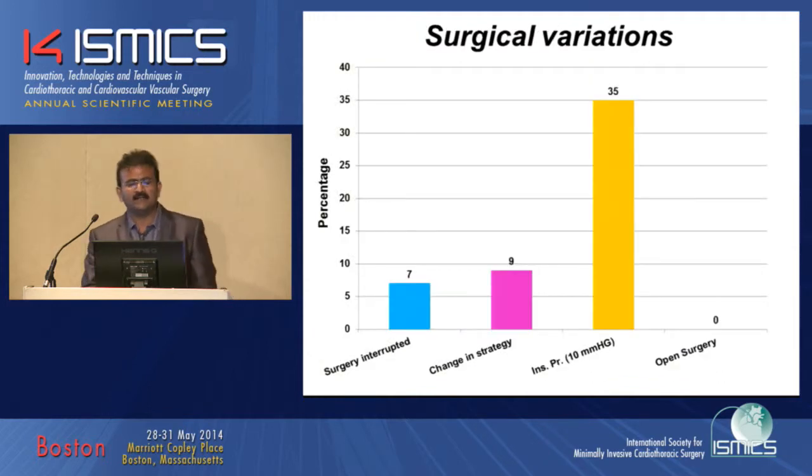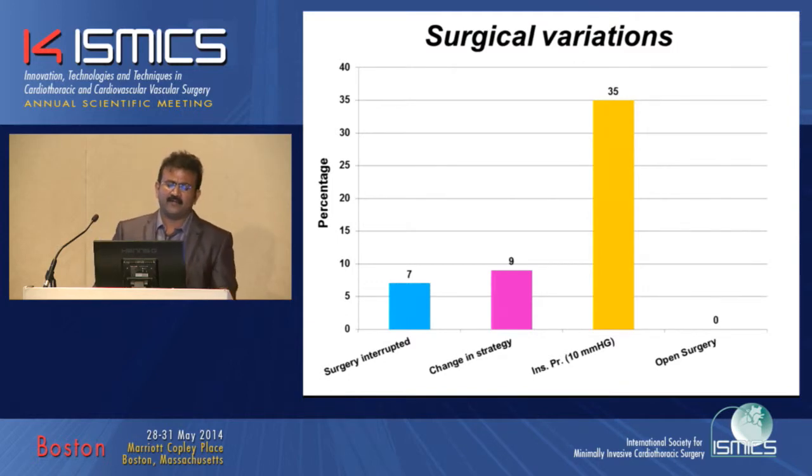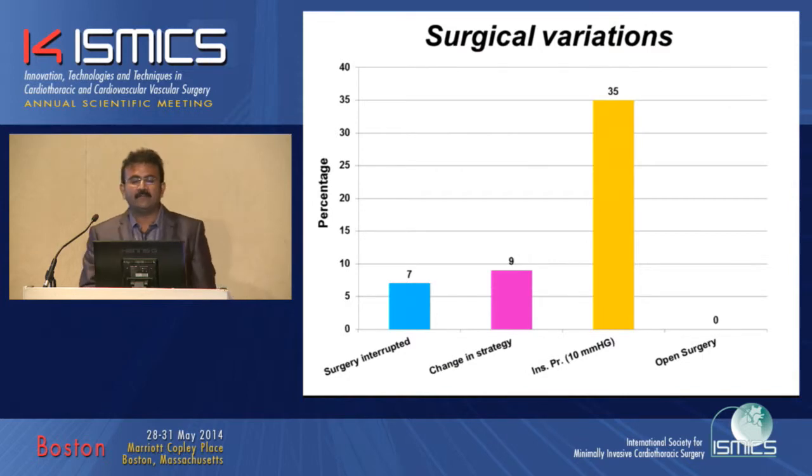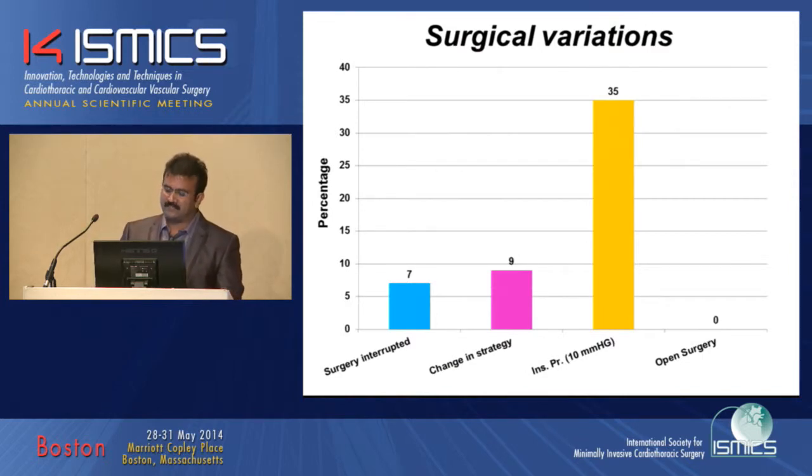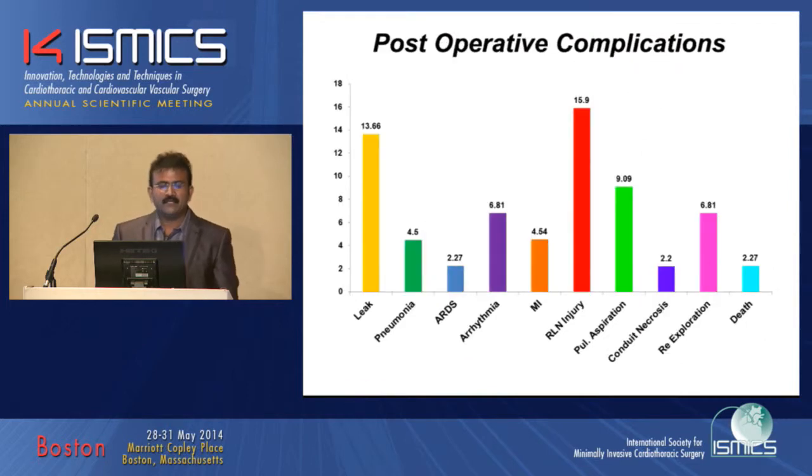In terms of surgical variation, surgery was interrupted in 7% of the patient population. Change in surgical strategy was noted in 9%. Insufflation pressure was increased to 10 millimeters of mercury in 35% of the patient population, but none of the patients had an open conversion. In terms of postoperative complications, leak occurred in 13.66%.